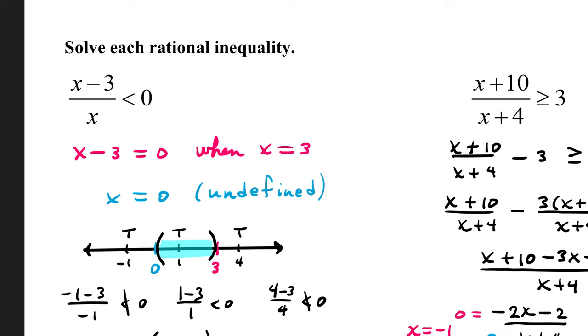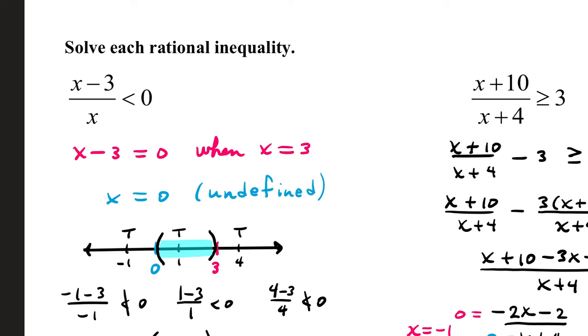Solve each rational equation. Our first example, we have (x minus 3) divided by x less than 0. We want to know all values of x that make this statement true. The numerator will contain the zeros of the rational function. So x minus 3 is equal to 0 when x equals 3. And the denominator is undefined when it's 0, and that will occur when x equals 0.